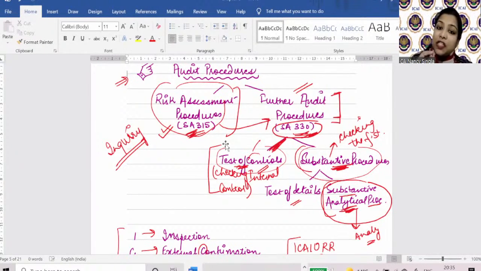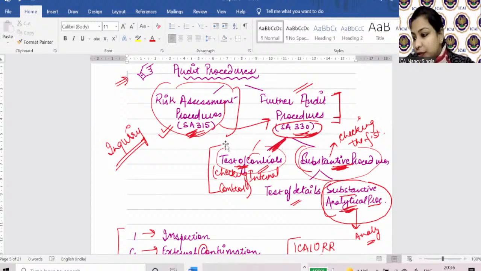When the auditor is responding to those risks under SA 330, procedures तो same ही रहेंगे ना, all those 7 procedures, but these will now be called what? Further audit procedures. And more specifically, when he is testing the internal control, they will be called test of control. And when he is checking the financial statement in detail, those will be called substantive procedures.